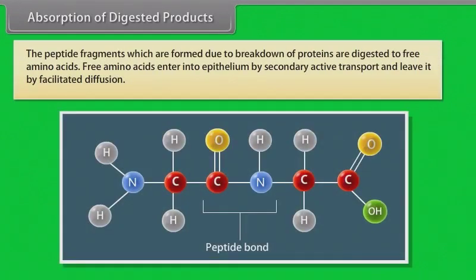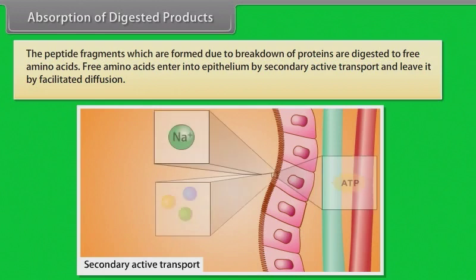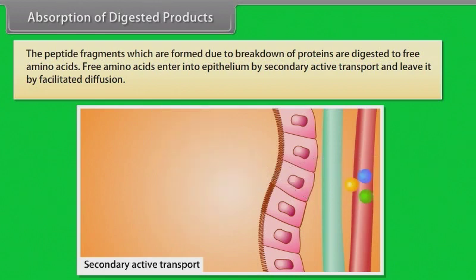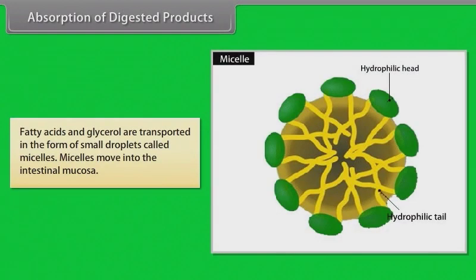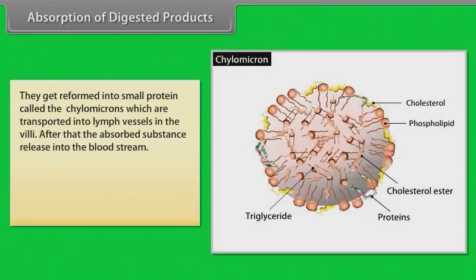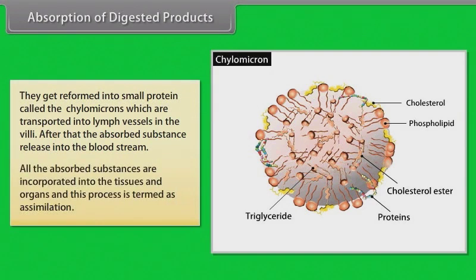Through osmotic gradient, water is transported. The peptide fragments which are formed due to the breakdown of proteins are digested to free amino acids. Free amino acids enter the epithelium by secondary active transport and leave it by facilitated diffusion. Fatty acids and glycerol are transported in the form of small droplets called micelles. Micelles move into the intestinal mucosa. They get reformed into small protein-coated fat droplets called chylomicrons, which are transported into lymph vessels in the villi. After that, the absorbed substances are released into the bloodstream. All the absorbed substances are incorporated into the tissues and organs, and this process is termed assimilation.